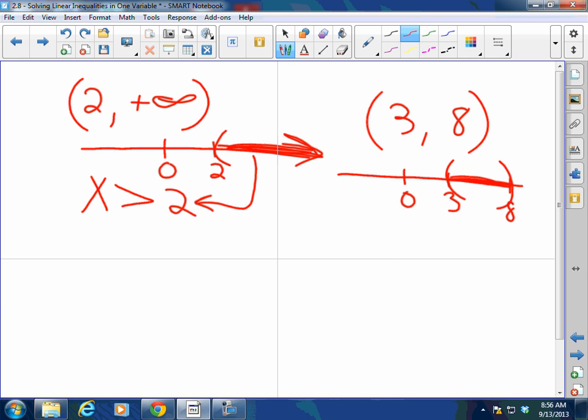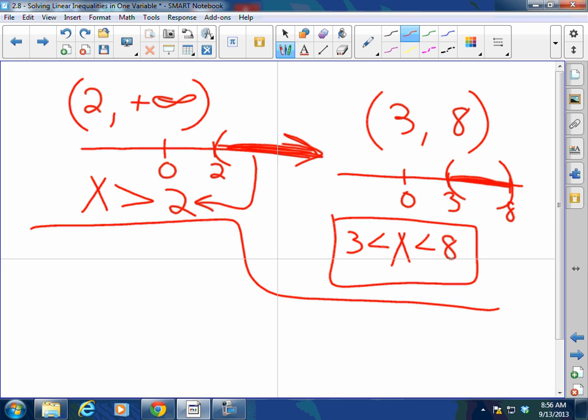Yes. X is greater than 3. And X is less than 8. And that's called a compound. Does that make sense, guys? Making these connections here, my brothers? Okay? You promise? So now let's reverse it.